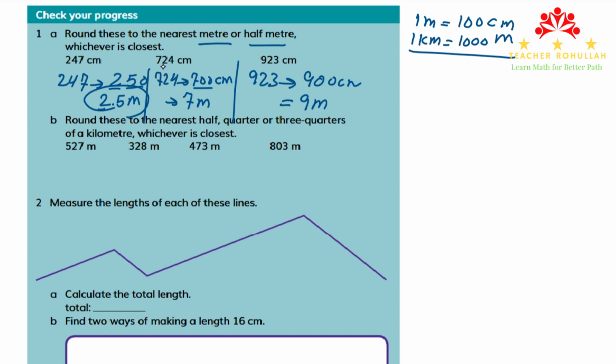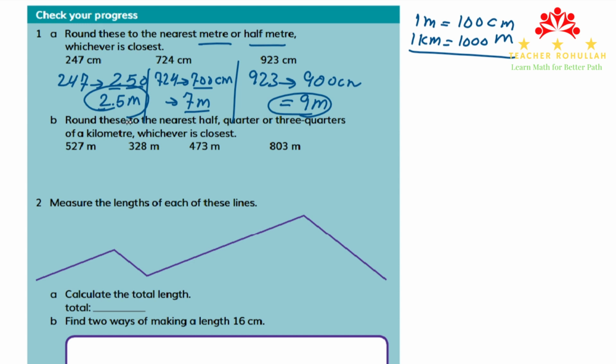And if we round the second length to the nearest meter, we get 7 meter. And if we round the last one, which is 923, we get 9 meter. We say that 923 centimeter is about 9 meter.